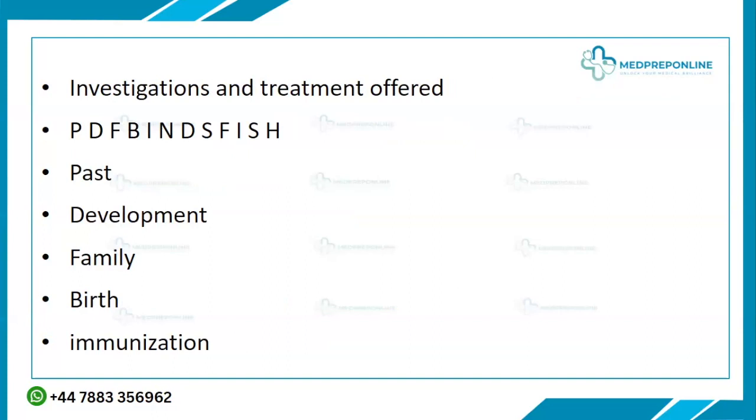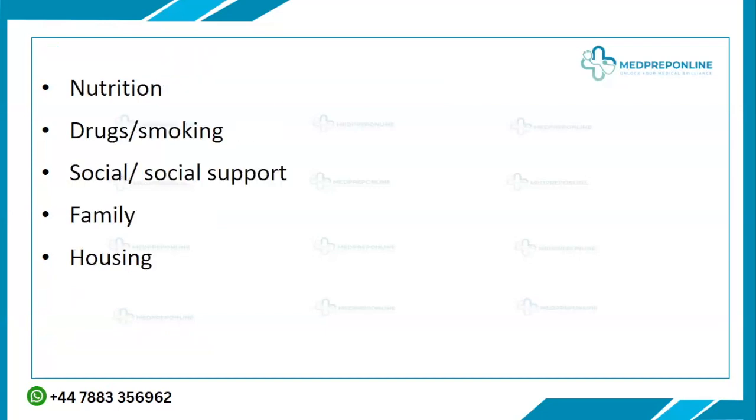After the complications, go on with the investigations and the treatment offered for that illness. Okay. Then we have the past history, and this is a mnemonic I've made, which I'll explain later. All the other categories of the past history: the past, the development, the family, the birth, immunization, the nutrition, the drugs, the social. We'll all be breaking this down later on.